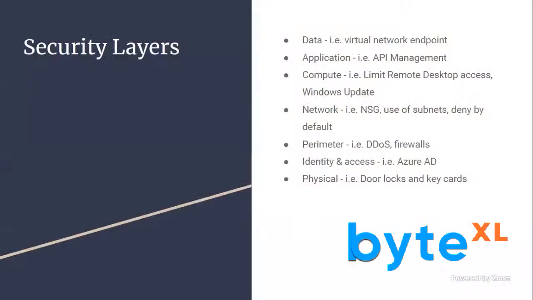The security layers we can see here are data, application, compute, network, perimeter, identity and access, and physical. So these are the 7 different layers. Data is data encryption in blob storage, and the principle is integrity. Application is SSL and TLS, transport layer security encryption, for integrity purposes. Compute is OS-level software patches, which is an availability basis.